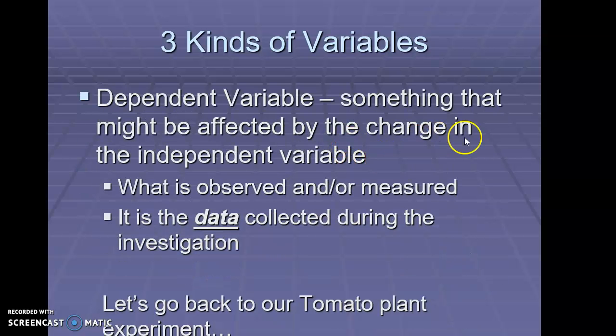The dependent variable is something that might be affected by the change, or it's what is observed and or measured. It's the result or the data collected during the investigation. So let's go back to our tomato plant experiment.